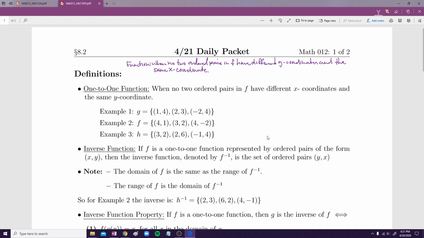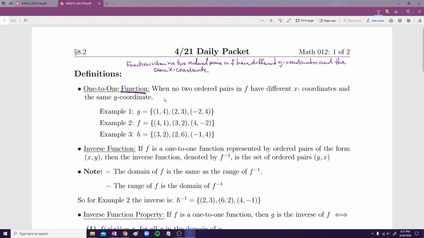And then I have these examples here, but before we do these examples, we have to know what a function is. A function is when no two ordered pairs in F, or whichever, F, G, H, doesn't matter, have different y coordinates and the same x coordinate. All right? So first we have to check.